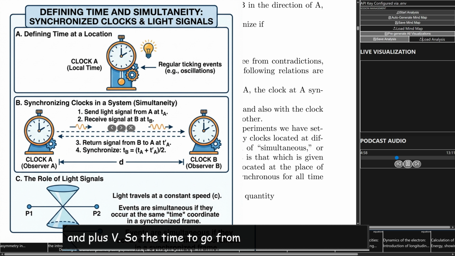So the time to go from A to B is not the same as the time to go from B to A. Not at all. One has c minus v in the denominator, the other has c plus v. They are not equal. And this is the moment. This is where absolute time just dies.